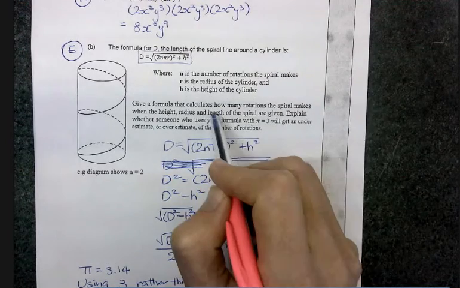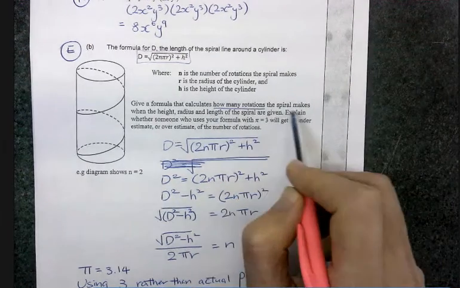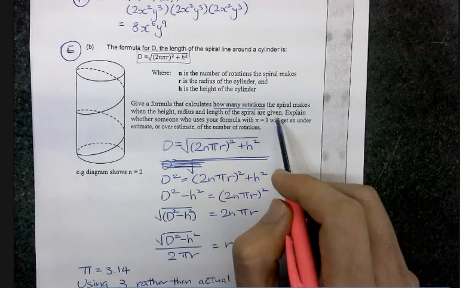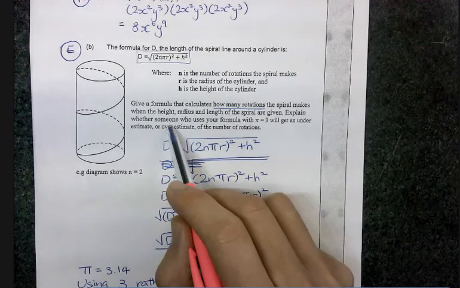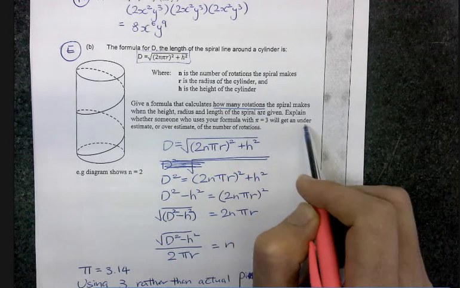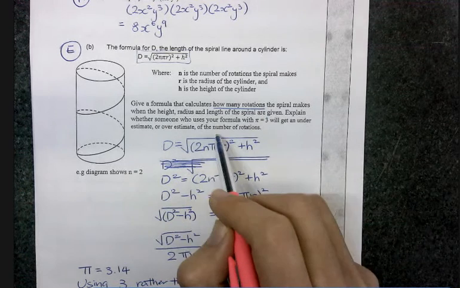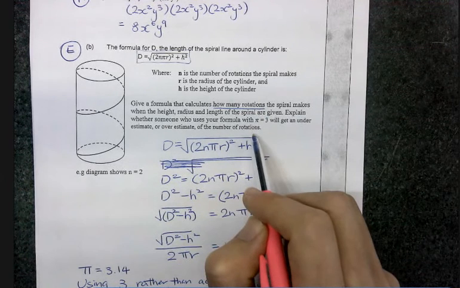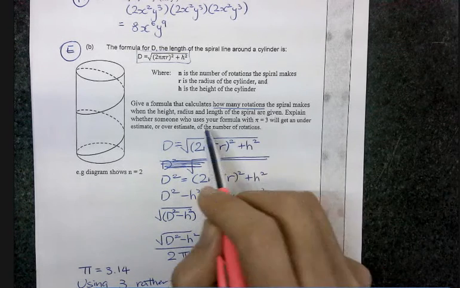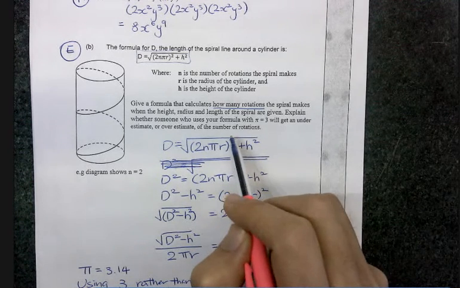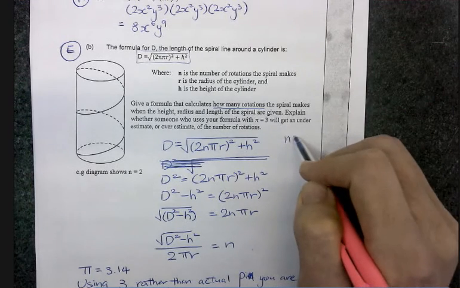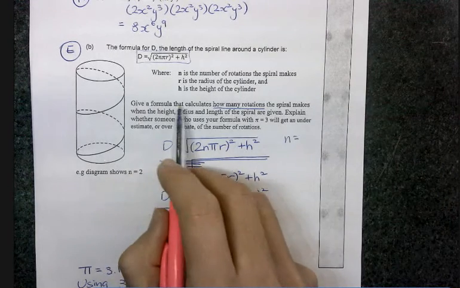You need to work out how many rotations that spiral makes when the height and radius and length of spirals are given. Explain whether someone who uses the formula with pi equals 3 will get underestimate, overestimate of the number of rotations. So I'll do the first part of it here. Is that what they want you to do is that they want you to make up a formula that ends up being n equals. So give a formula that calculates how many rotations.